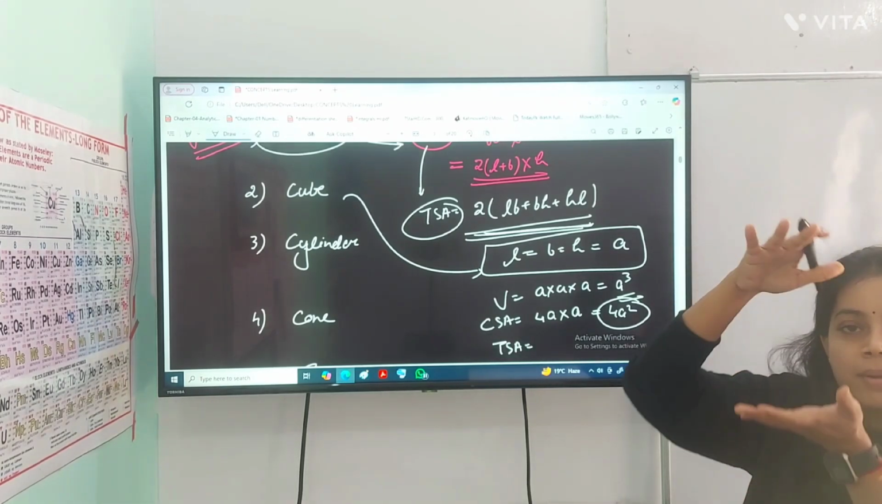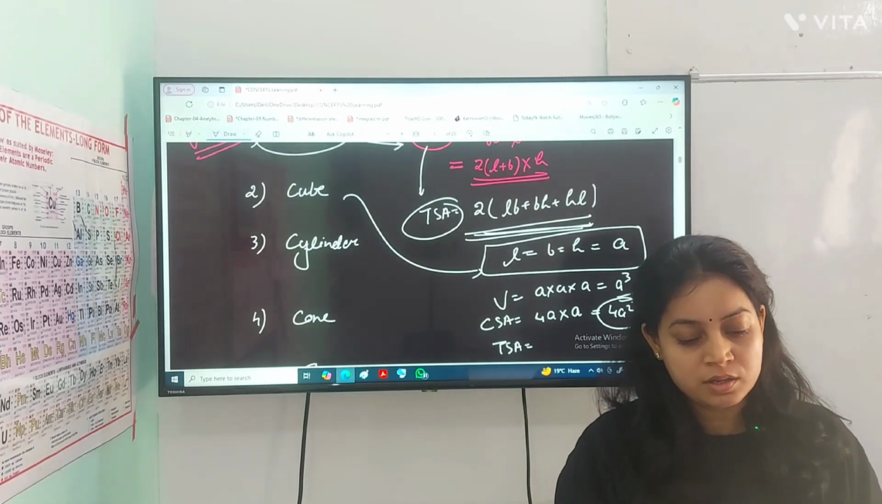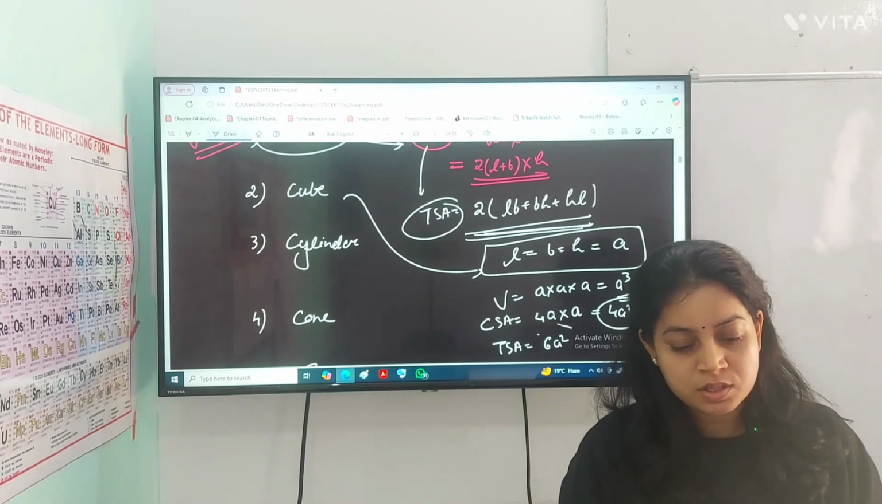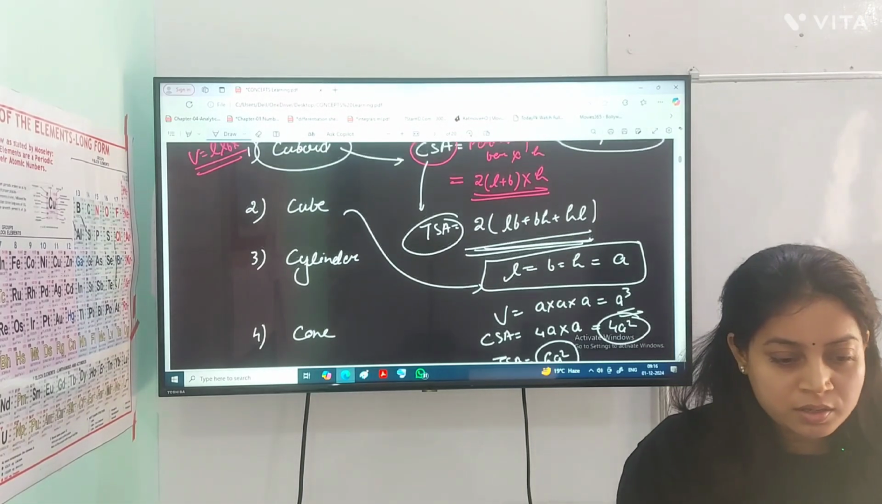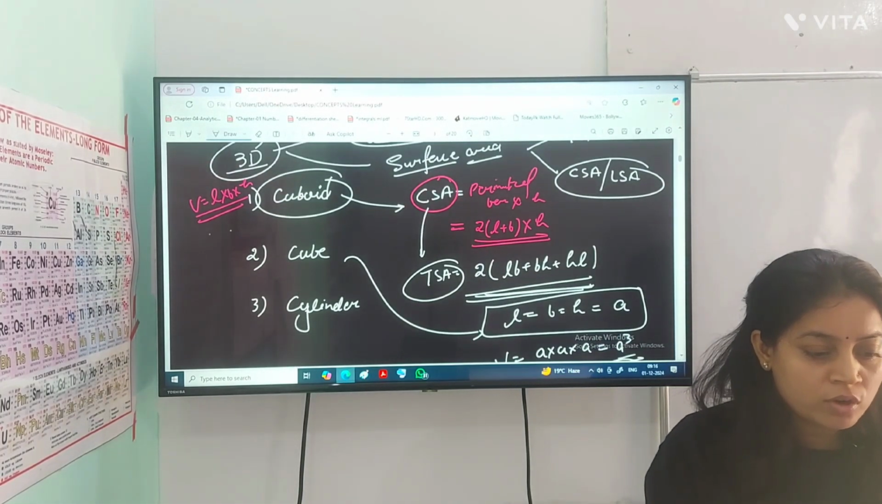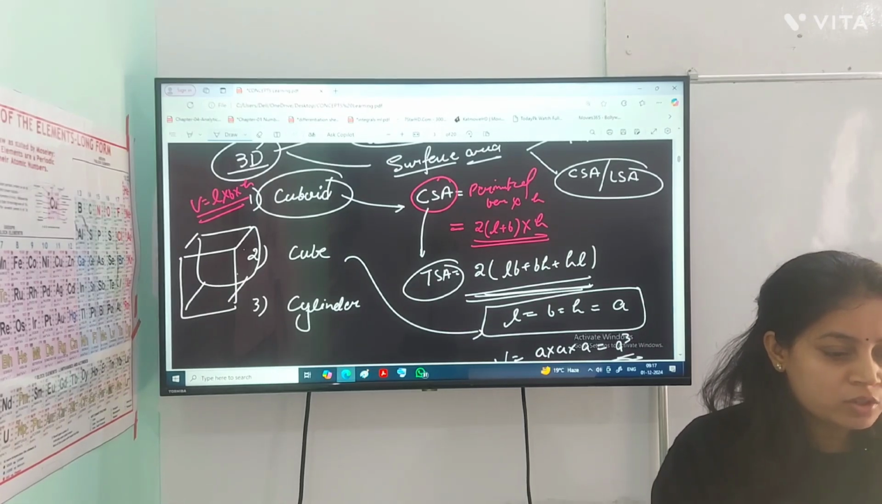And in the total surface area, I'm just going to add top and bottom also, as it has 6 surfaces, and all the 6 squares' area you will add, you will get 6a square. All right. And one thing more, I will again talk about the volume. Volume I have told you, and volume, total surface area.